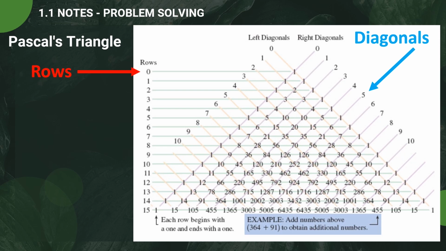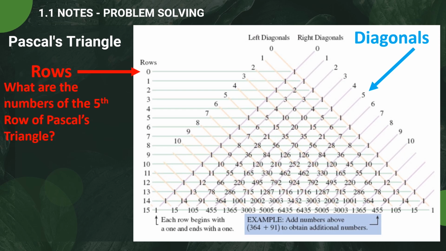And so in your homework, you actually have a question that will ask you something like this. It'll say, what are the numbers of the fifth row of Pascal's triangle? So if you look, the fifth row contains these numbers right here: 1, 5, 10, 10, 5, 1. And so you would write them in a list like this.